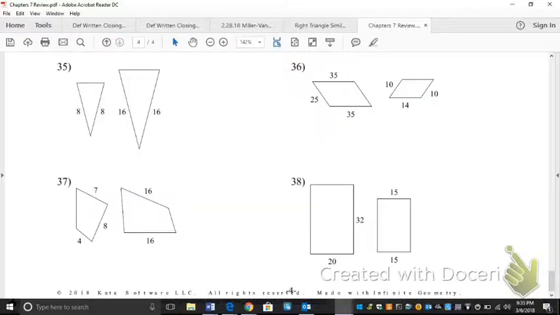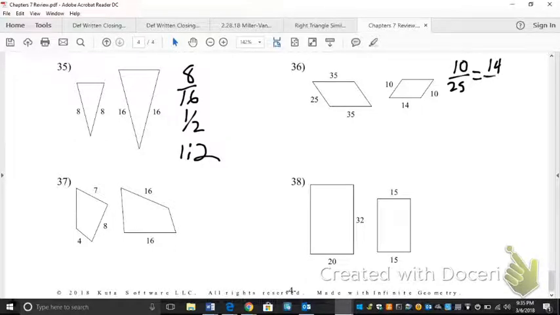Moving on. Just 2 more slides. So exciting. Now this one, this is an isosceles triangle. So you're just going to go 8 to 8, 16 to 16. It's the same thing, so you just go 8 over 16, 1/2, or 1 to 2. Remember, we're going small to big.